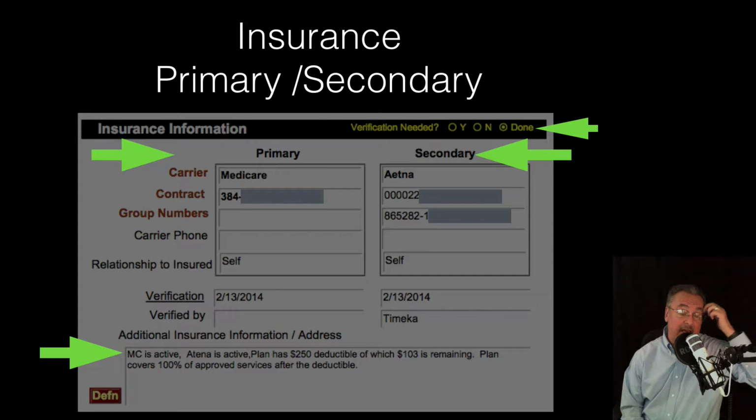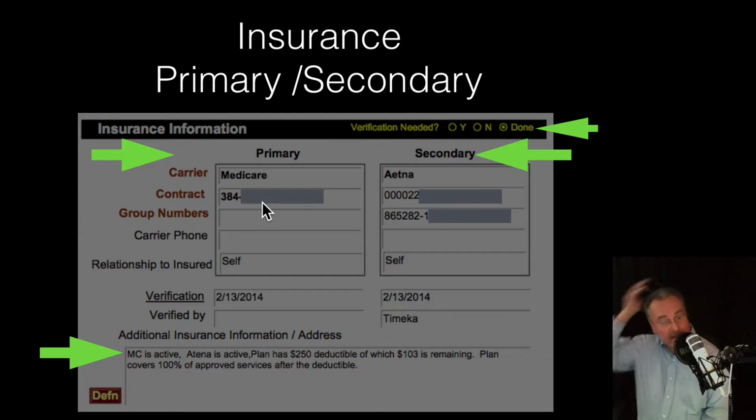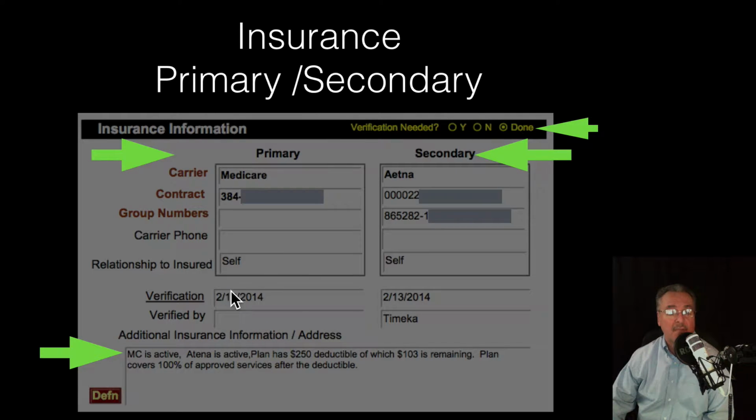On the screen, you see a screenshot from one of our programs that we use in our companies that takes a look at identifying what is the primary insurance, which should be the first column here, identified primary. In this case, it's Medicare. Here's their contract number. And then the insurance was verified on this date. The secondary insurance, in this case, was Aetna. Here's their contracting group numbers and whatever other information we needed. We like to keep track of when the insurance was verified and who did it.